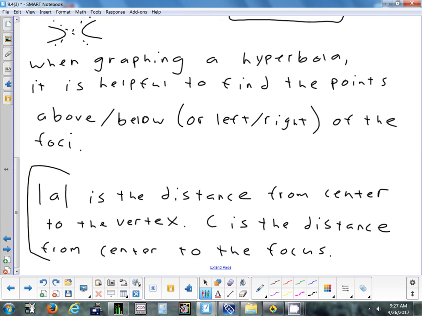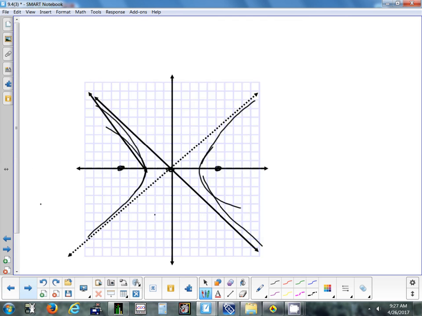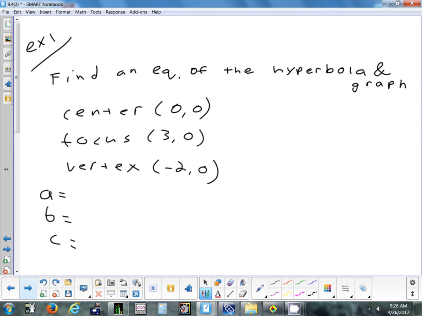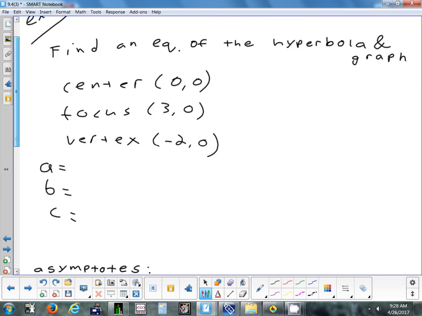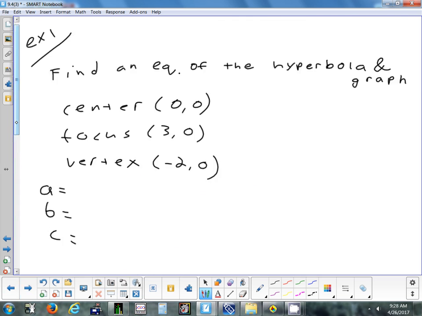Okay, any questions on that? All right, so let's try this one. For this one, we'll graph it just to make sure we can graph, but we won't graph all of them. So find the equation of the hyperbola and graph.